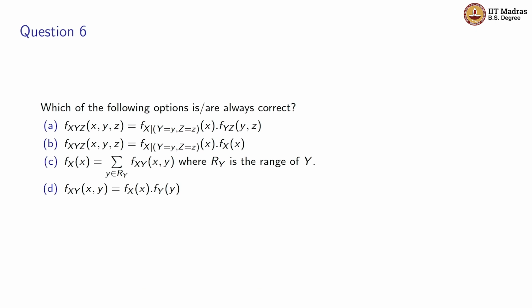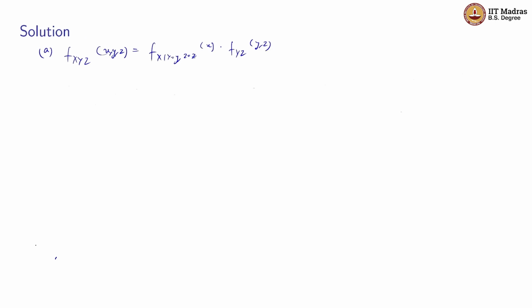Now coming to question number 6. In question number 6, we have to check which of the given options are correct. So let us start with option A. For checking option A, that is, for checking whether the joint of x, y, and z is equal to the product of conditional x given y and z into joint y and z, we have to check whether this is equal to this. So for checking this, let us start with RHS and try to get LHS.